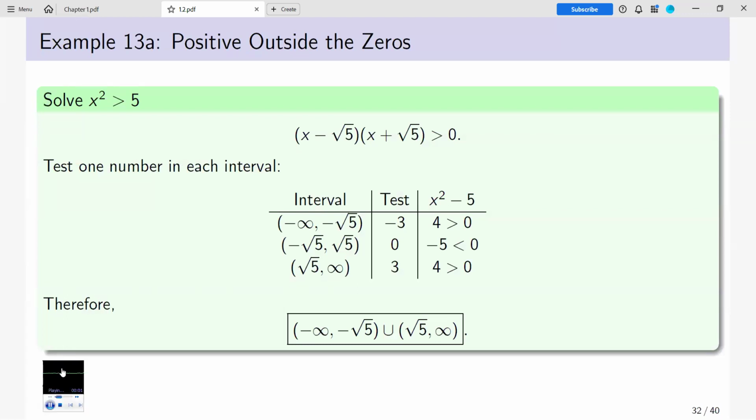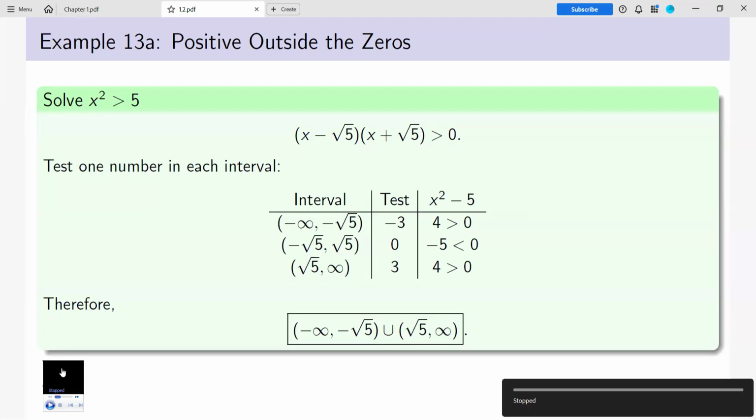The critical numbers are negative and positive square root of 5. The test values show that x squared minus 5 is positive outside those zeros and negative between them.